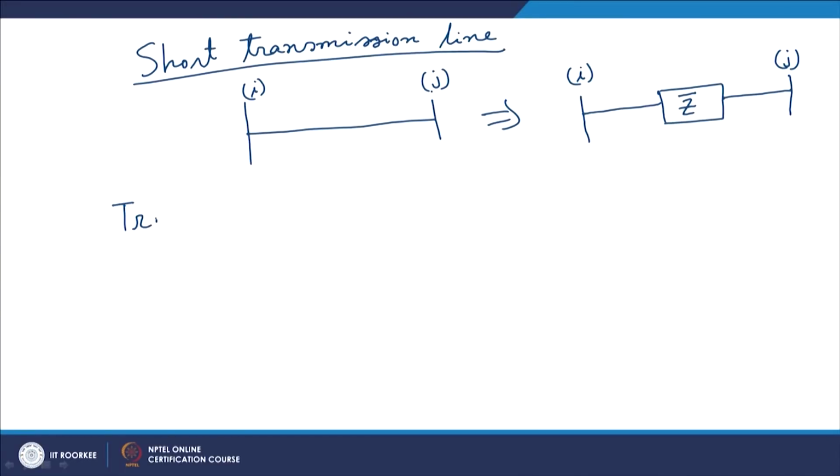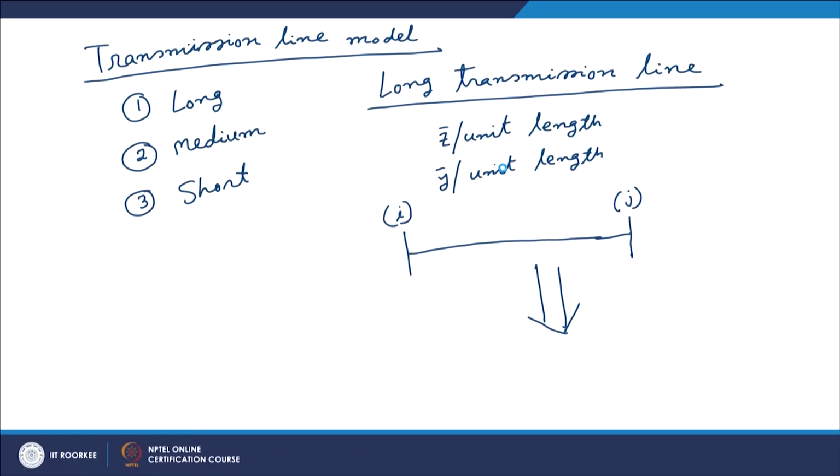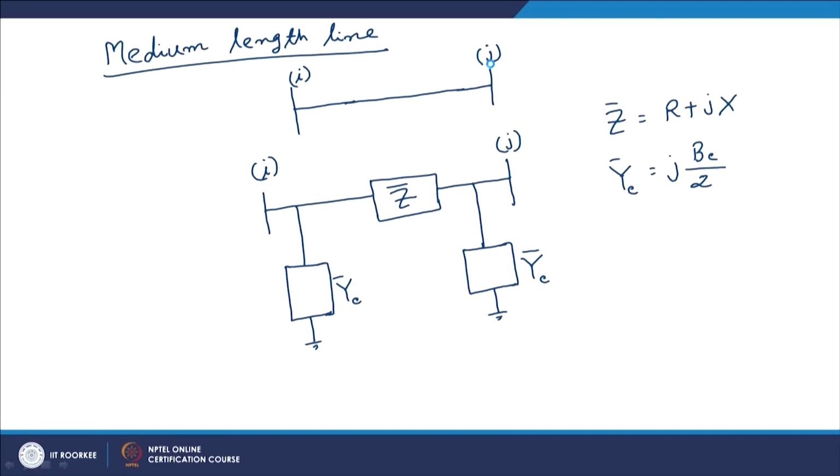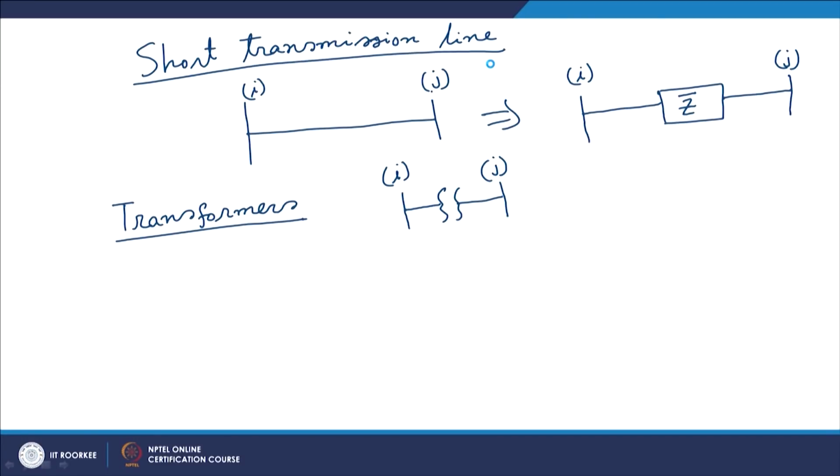Now, after we are through with the models of long, medium as well as short transmission lines, let us go to the model of transformers. So, we are talking about transformers. Say a transformer is connected between bus, let us say, I and J. For example, in the first slide, we have one transformer connected between bus 1 and 2, and another transformer connected between bus 3 and 4. So, similarly, let us now assume that I do have a transformer which is connected between bus I and J.